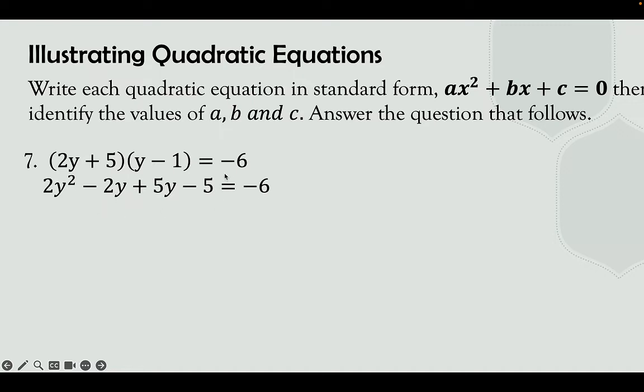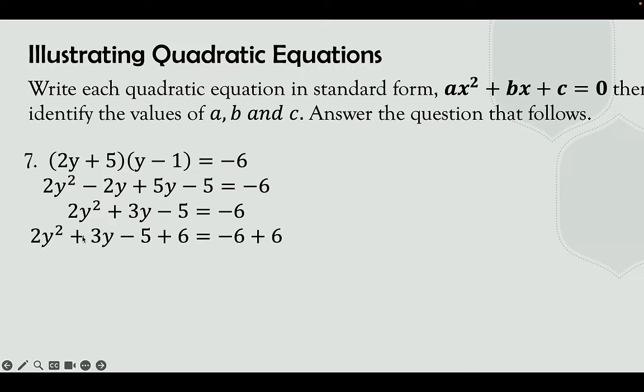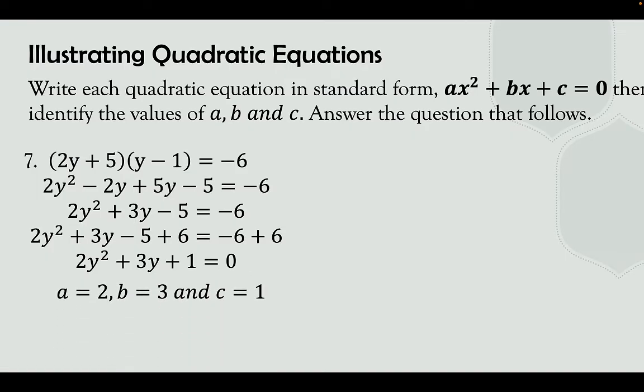So we need to simplify first the left side. We have negative 2y plus 5y, since they are like terms. So we have 2y squared plus 3y minus 5 equals negative 6. Now our goal here is to have 0 on the right side, so we need to add 6 to both sides. So we have 2y squared plus 3y, negative 5 plus 6, we have positive 1, equals 0. So the value of a here is 2, b is 3, c is 1.